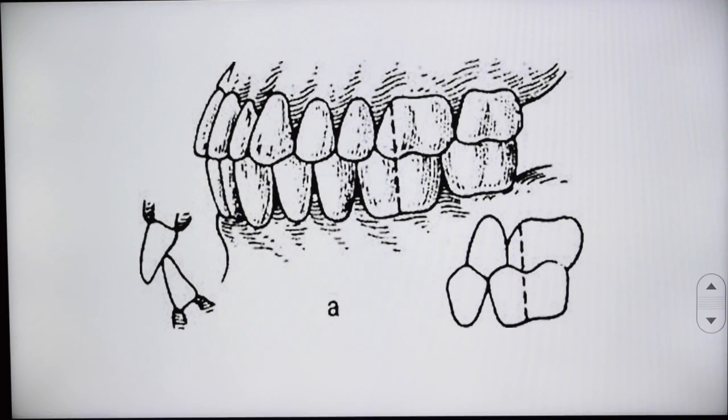You can see here, when there is occlusion, that the incisal thirds of maxillary and mandibular anteriors are coming in contact with each other, right? So option A is the appropriate answer for this question.